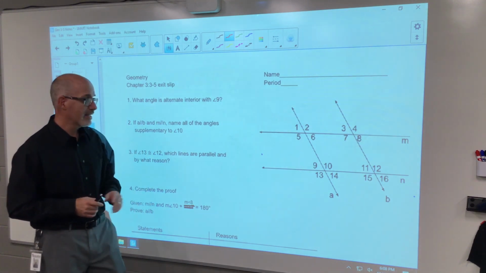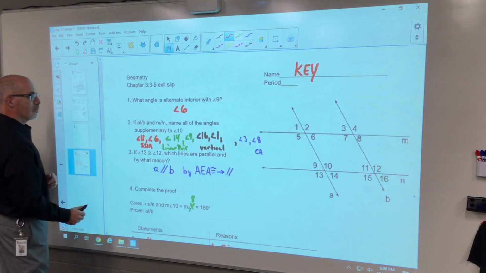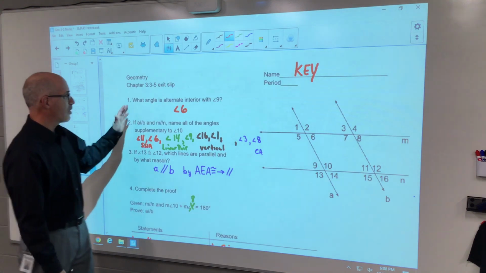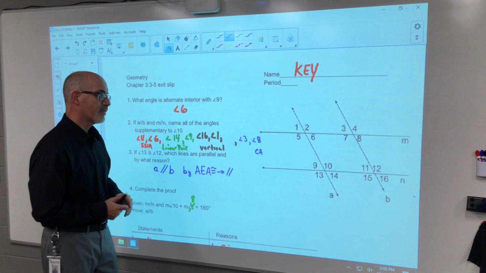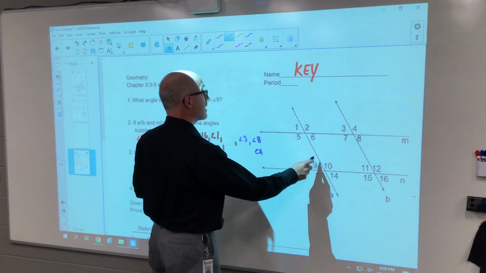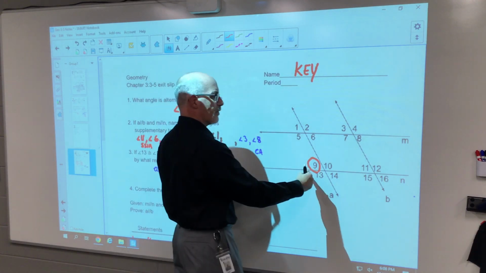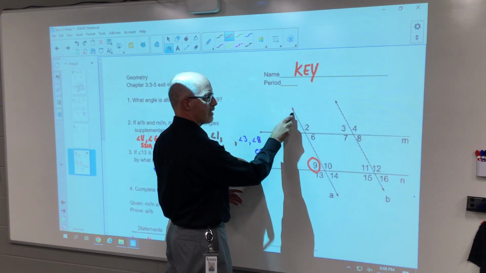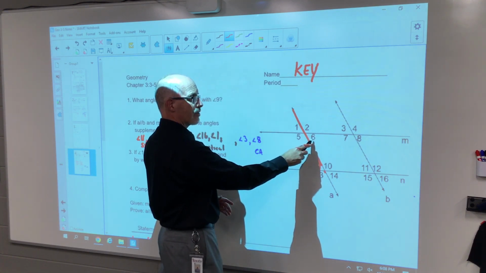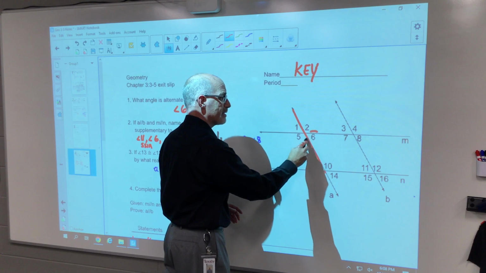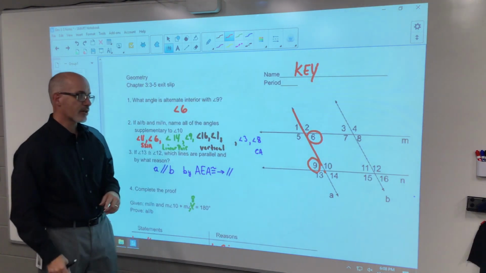Now that we're back, let's look at these. Here are the answers. What angle is the alternate interior with angle 9? Well, if you look at angle 9, it's the angle right here. If you jump to the other side of this transversal, the interior angle that's not adjacent to it would be angle 6. So 9 and 6 are alternate interior.